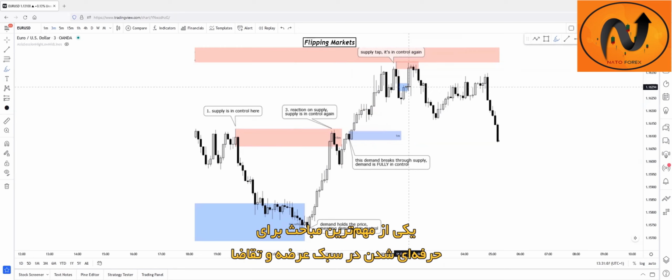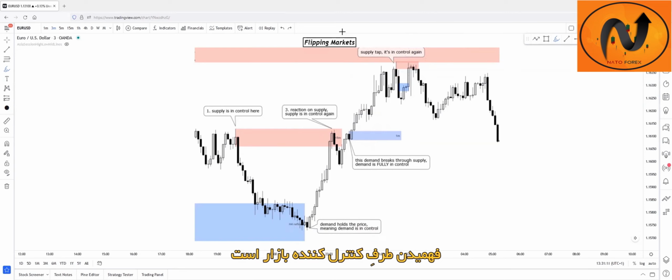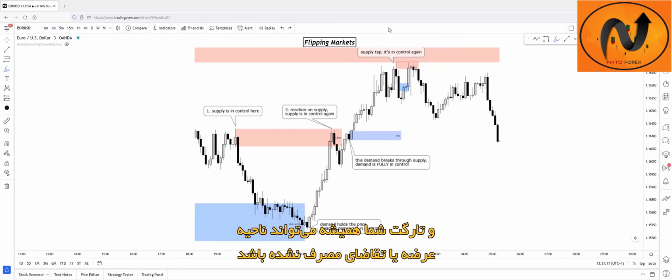This is one of the most important things in supply and demand trading to master: to understand what is in control, where you can execute the trades, and what can be your TP. And your TP could always be the unmitigated supply or demand zones.